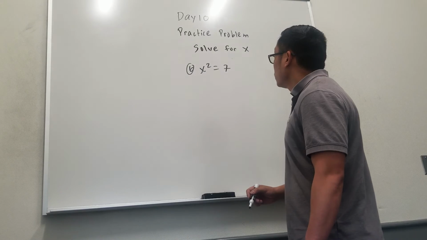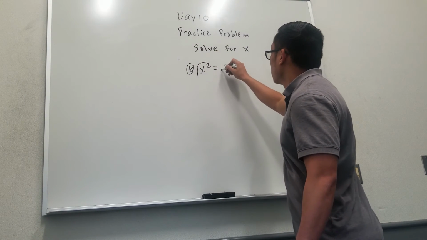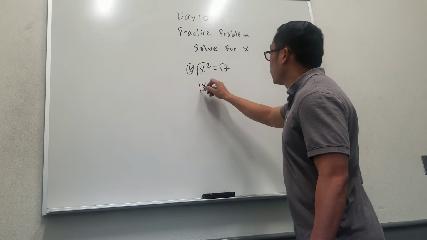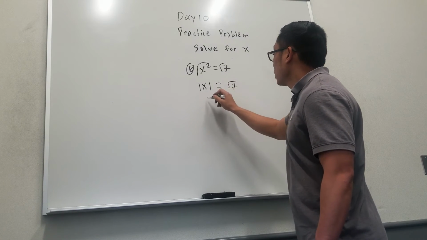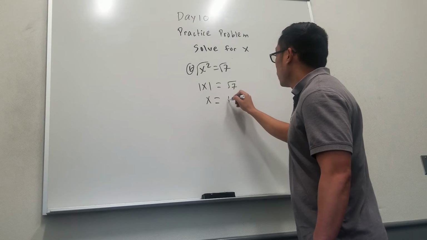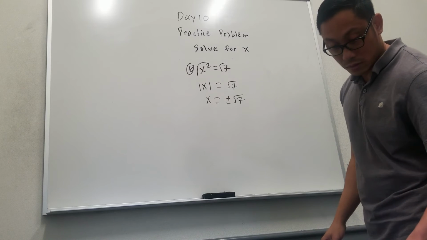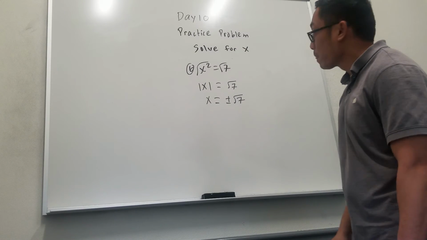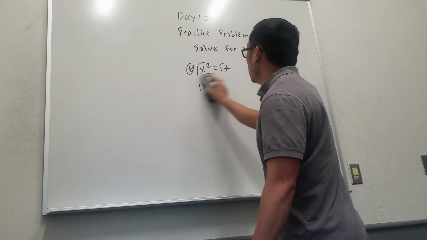Okay, so what do we do? Take what? Square root of both sides. We want to solve for x. Absolute value of x equals square root of 7. You don't have to do this step, but this is just to get an idea why you get this answer. Plus or minus square root of 7. Okay. Alright, that's 6. Alright, let's do 7.